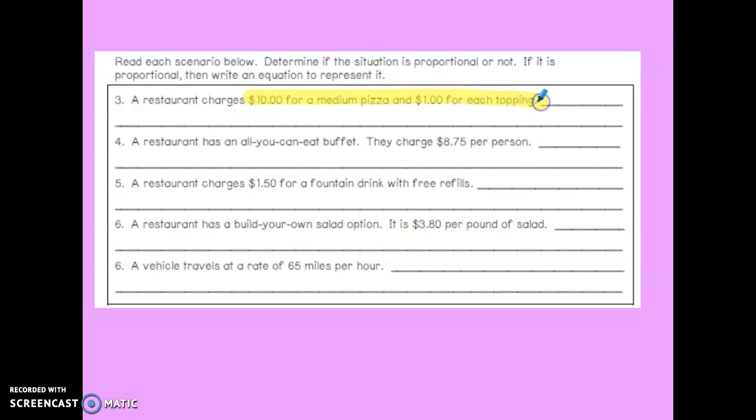One thing that we remember from looking at our proportional relationships is that we have a constant rate of change, but there's nothing else added to the problem. If we were to write this one out, while we do have a constant rate of change, we're also adding that extra $10 in. If it was $10 per pizza or $1 per topping, it would be a constant of proportionality, but this one is not. So this one is not proportional, so we cannot write an equation.